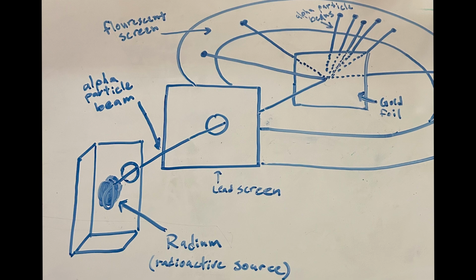In this gold foil experiment, he used a radioactive element like radium that emitted alpha particles, which he directed at a piece of thin gold foil surrounded by fluorescent detectors.